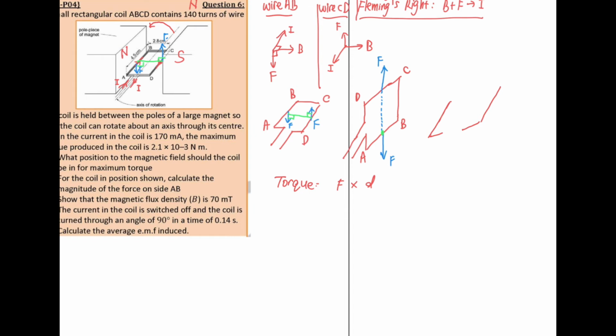Okay, this is where it is in between. It has turned a little bit already. So let's see how the force is. Again, I label it: this is my CD, this is my AB. The force is upwards, and this one is downward.